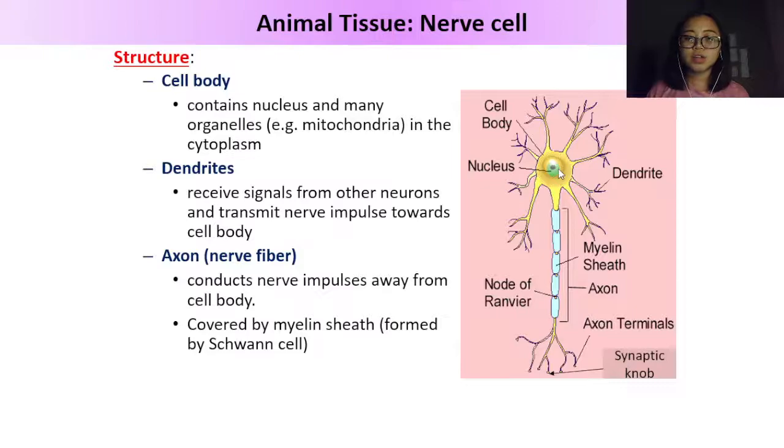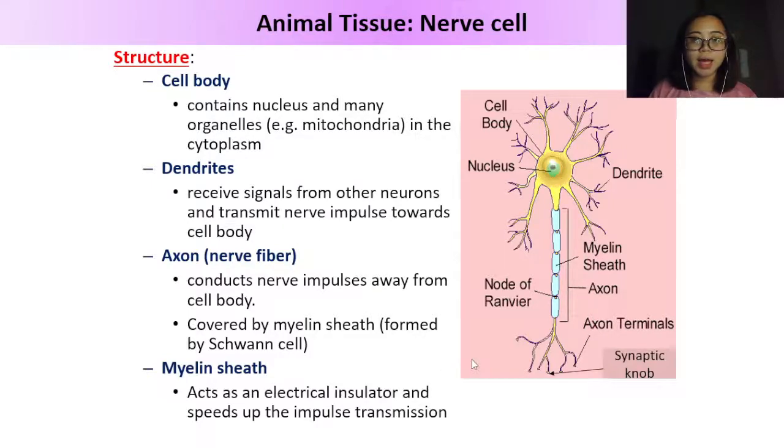The third structure that we'll look at in here is the axon, also called the nerve fiber. These will conduct nerve impulses away from the cell body. And they are covered by myelin sheath, which is a type of material formed by another type of cell called Schwann cells. So kamu boleh tengok dalam diagram ni, axon dia mula dari sini sampai sini. Nerve impulse akan dibawa dari sini turun ke bawah sini. So the blue part is the myelin sheath.